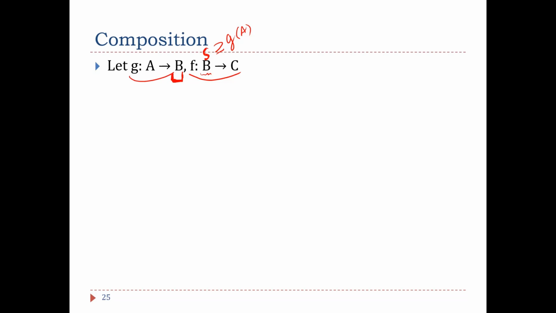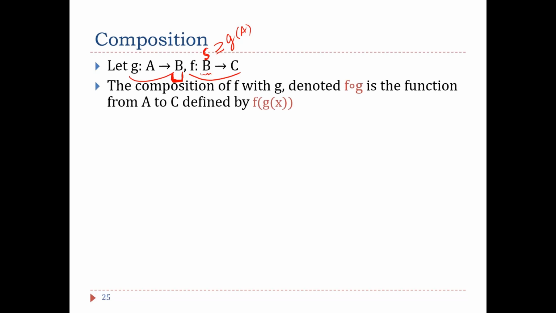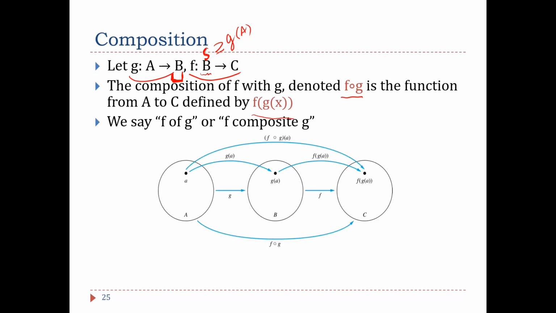Okay, we call it f round g, or f of g of x. So the composition of f with g, denoted by f round g, is the function from A to C defined by f of g of x. We say f of g or f composite g or f round g, and we can depict it in this way. So we map every element in A to its image by G in B, and then every element here to its image by F.